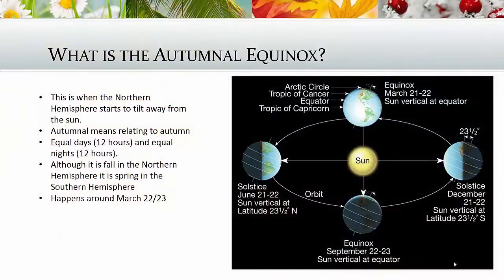Autumnal equinox. What is the autumnal equinox? This is when the northern hemisphere starts to tilt away from the sun. Autumnal means relating to autumn or fall. Again, here you have equal days and equal nights. Although it is fall in the northern hemisphere, it is spring in the southern hemisphere. This happens around March 22nd, March 23rd.